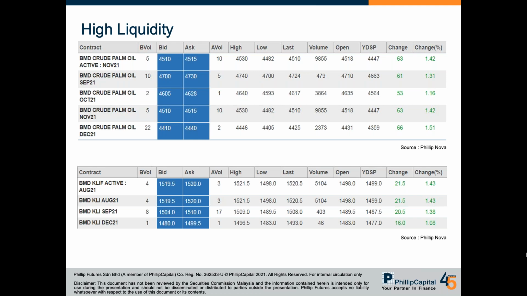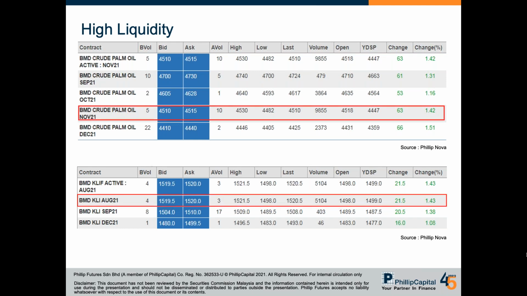So we have many contract months like September, October, November, and December. From here you can see that for crude palm oil, November 21, which is 2021, the November contract month has the highest liquidity. How do you know which month has the highest liquidity? You can see from the volume side, comparing with other contract months, September, October, and December, the volume for November has about 9,800. So from here, you can know that the active month for all the traders will be November. And for the FKLI, currently we are trading on the spot month, which is also the active month, which is August. And you can see that for September or December, the volume is much lower compared to the active month.